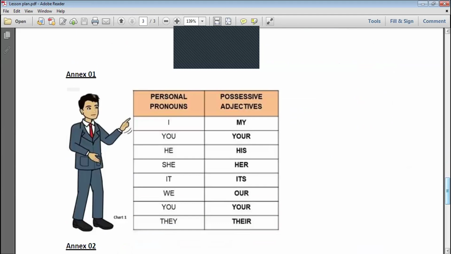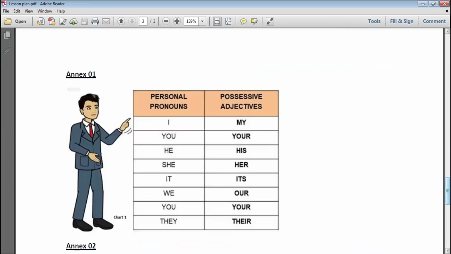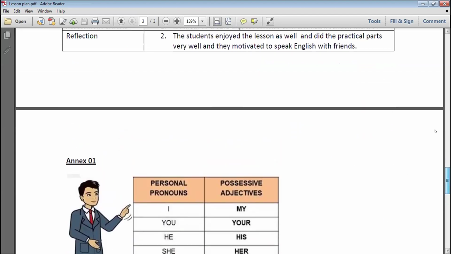Hello. I don't know whether she can hear us. Can you hear me, please? Okay. Anyway, I have given marks at step 2.